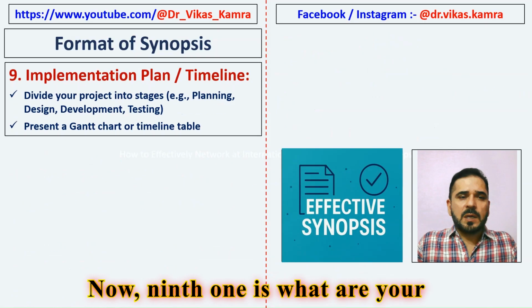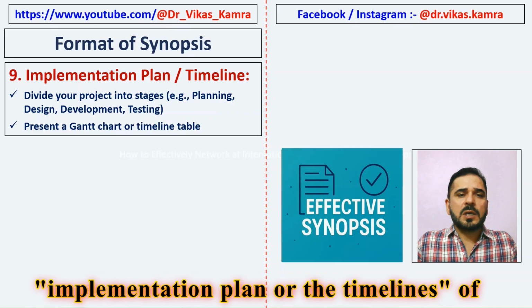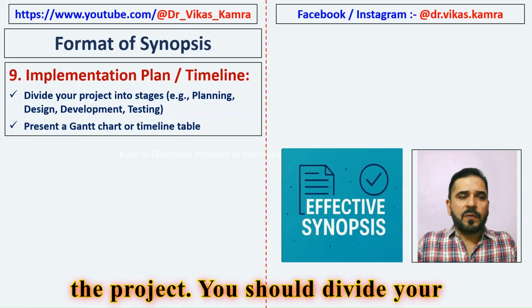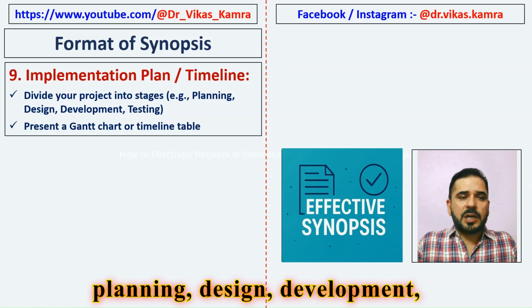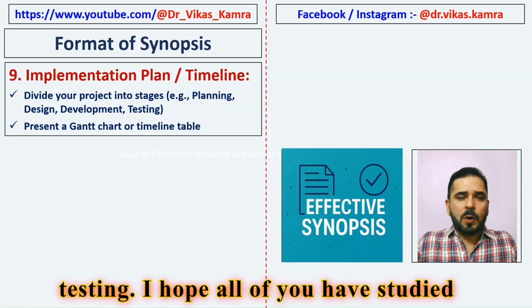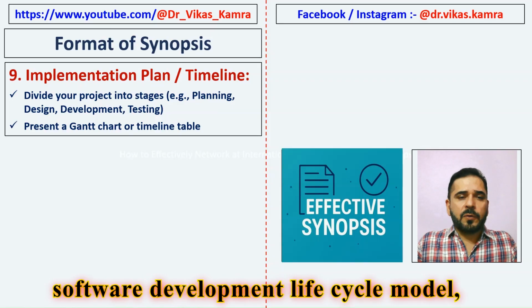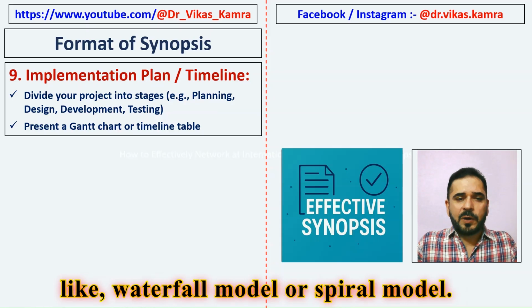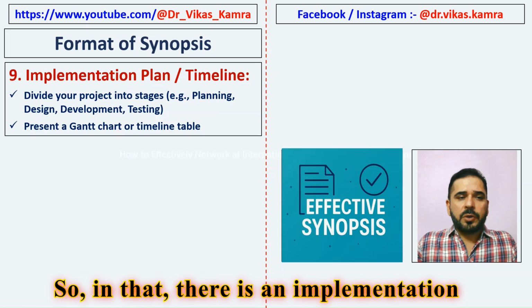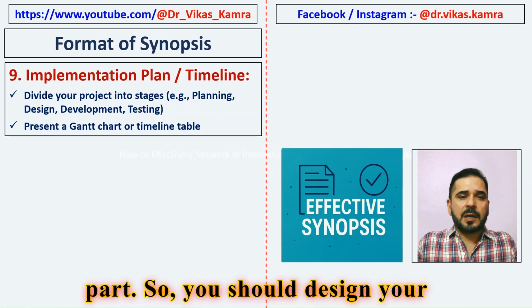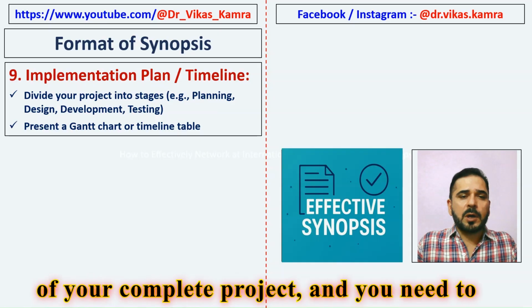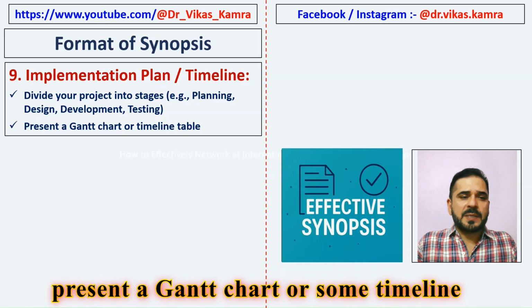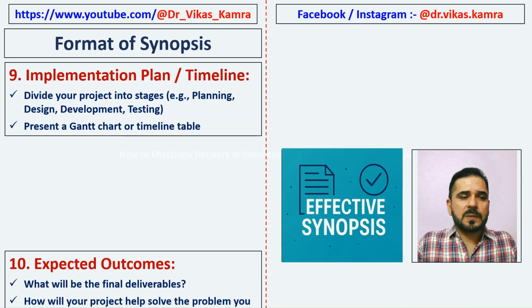Now, ninth one is your implementation plan or the timelines of the project. You should divide your project into various stages like planning, design, development, testing. I hope all of you have studied software development life cycle models like the waterfall model or spiral model. So in that there is an implementation part. You should design your implementation plan as per the timeline of your complete project, and you need to present a Gantt chart or some timeline table to show the timelines.